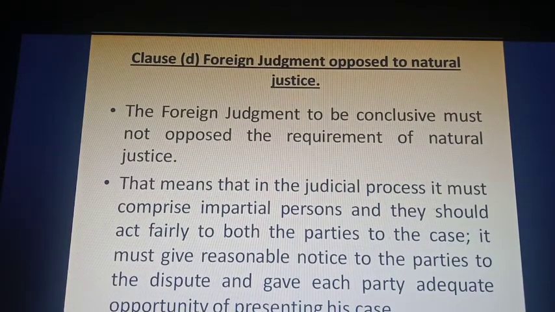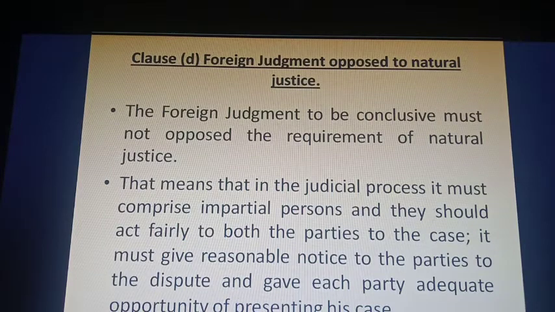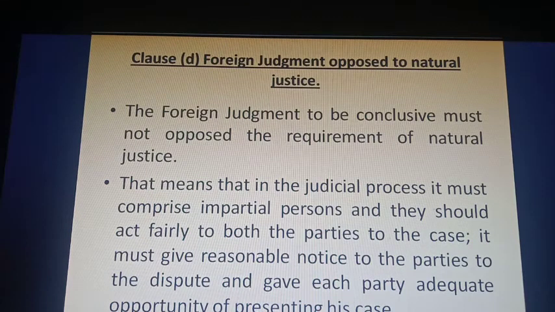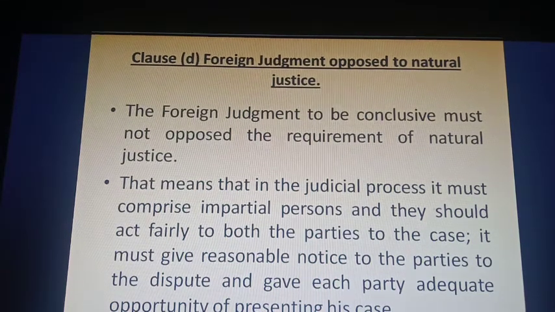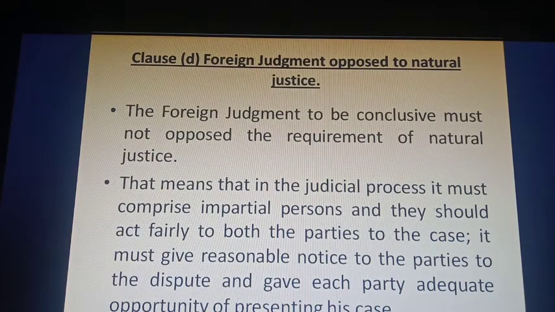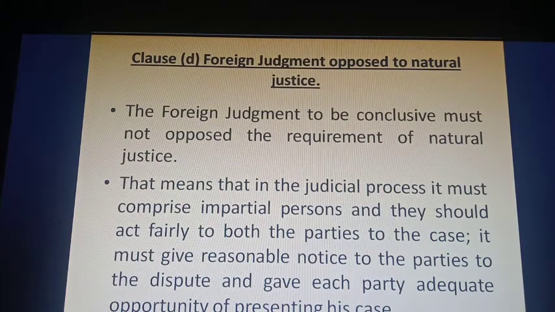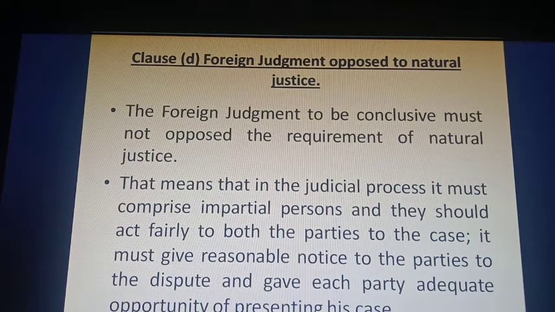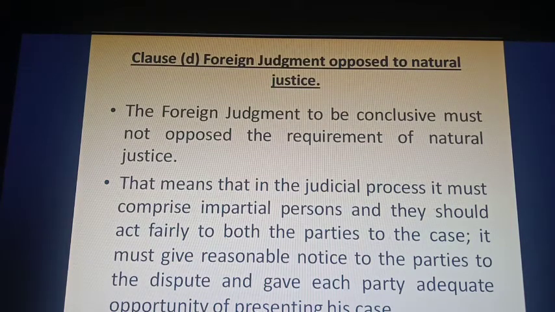Now clause number D says that a foreign judgment should not be opposed to natural justice. If the foreign judgment opposes the basic principle of natural justice, then that foreign judgment shall not be binding on the parties and it cannot be enforced in India. So what is written in the notes? The foreign judgment, to be conclusive, must not oppose the requirement of natural justice.